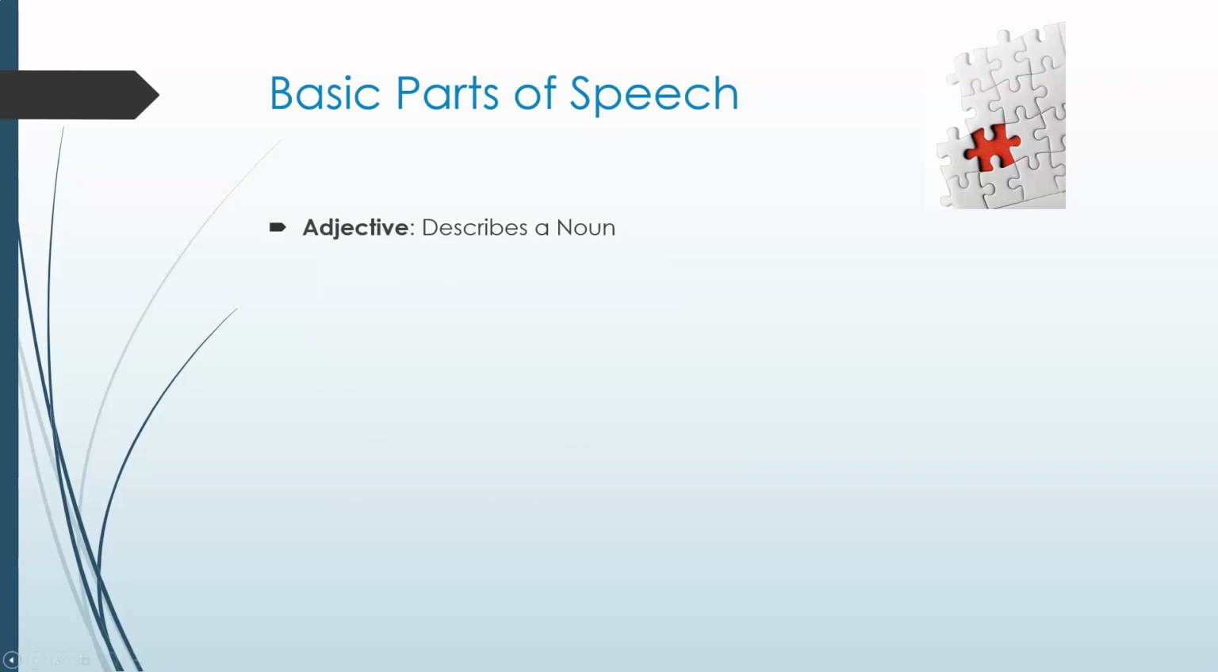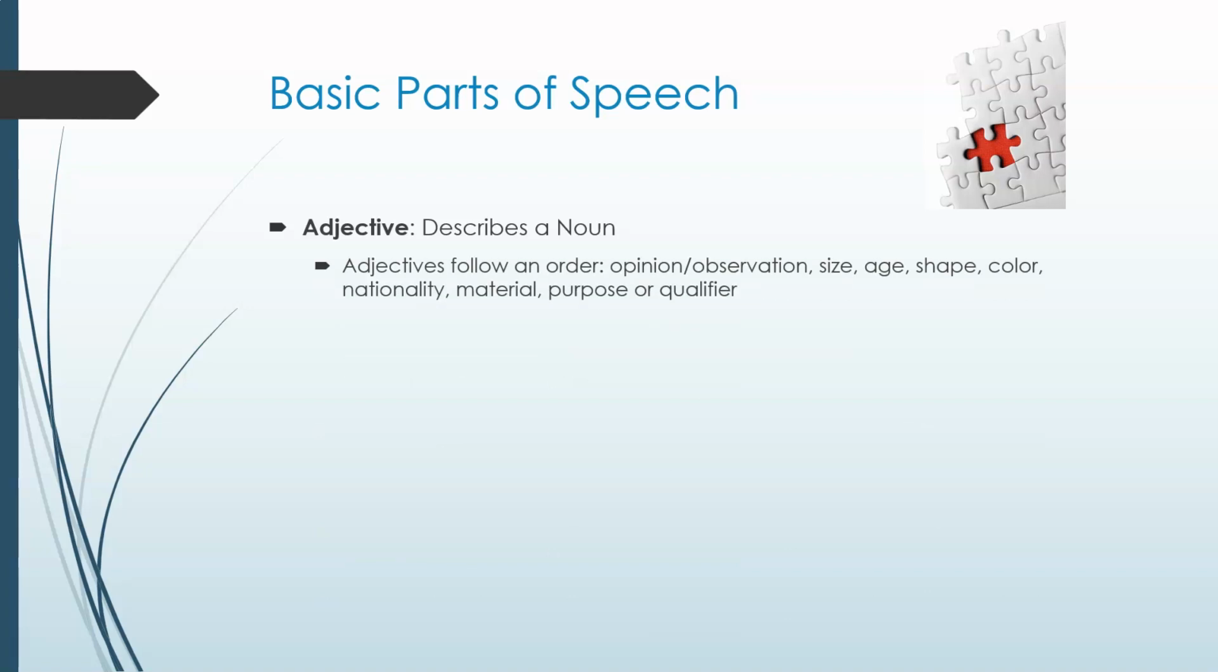Adjectives describe nouns. An interesting aspect of adjectives is that they go in a particular order. Again, something most native speakers know at such a deep level that they aren't even aware of it. Adjectives follow this order: opinion or observation, beautiful, difficult, fast, interesting. Size, small, short, big, enormous, tiny.